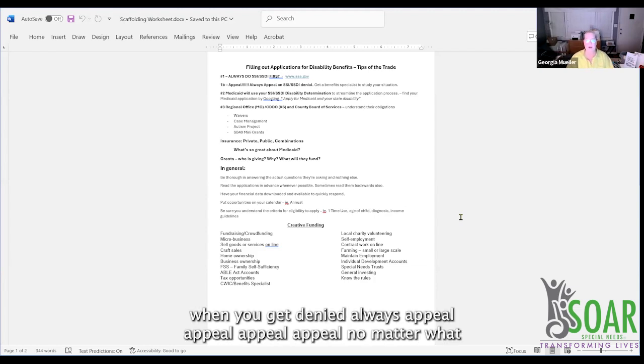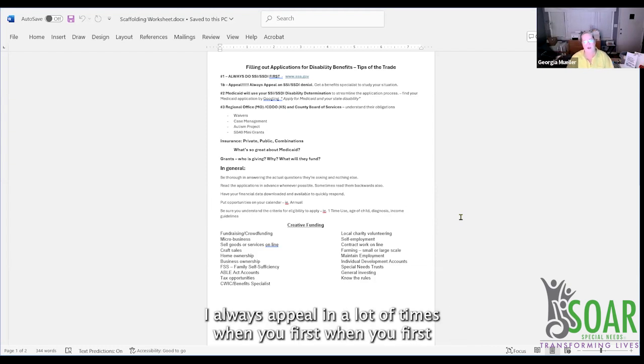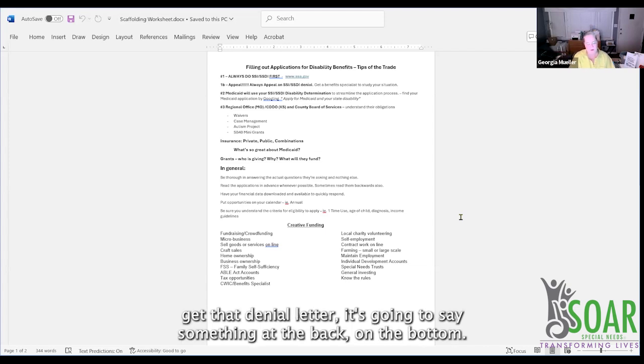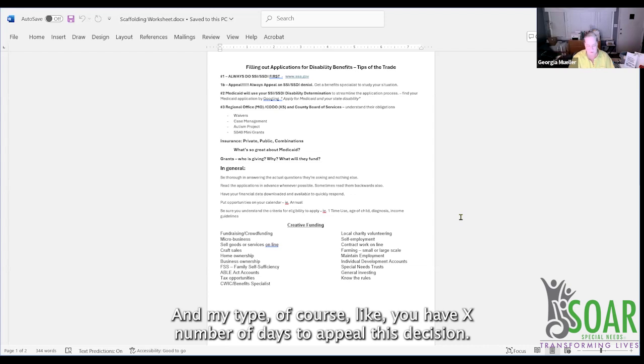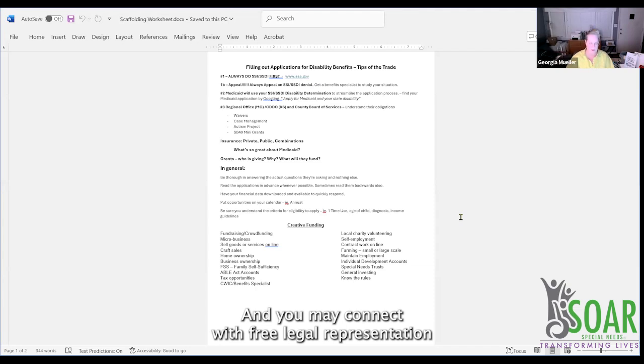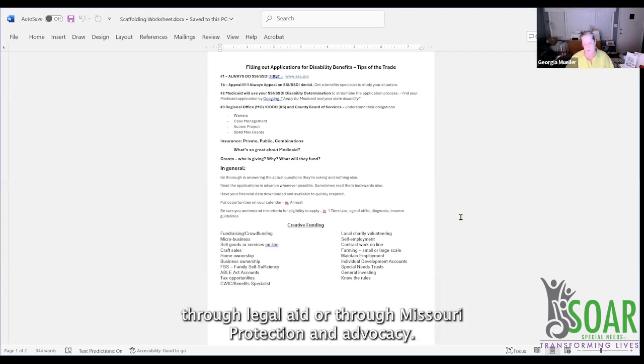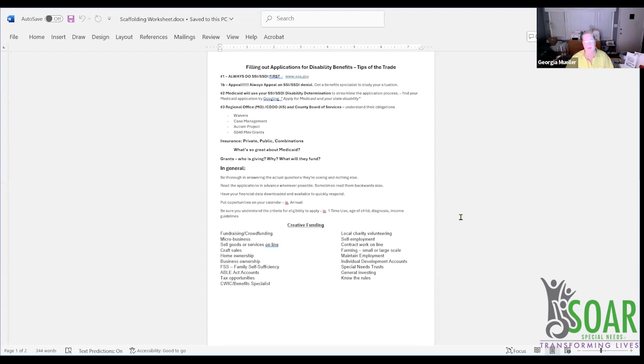Appealing, when you get denied, always appeal, no matter what, always appeal. And a lot of times when you first get that denial letter, it's going to say something at the back on the bottom in mice type, of course, like you have X number of days to appeal this decision, and you may connect with free legal representation through legal aid or through Missouri Protection and Advocacy.